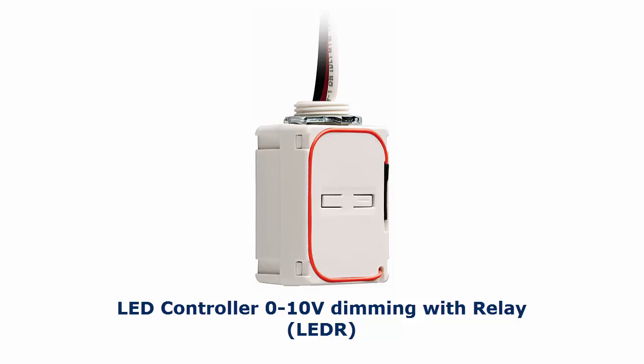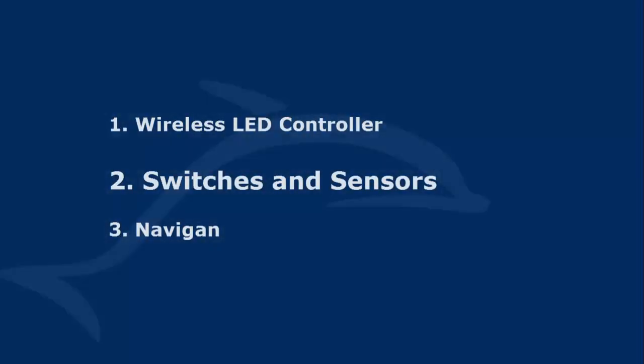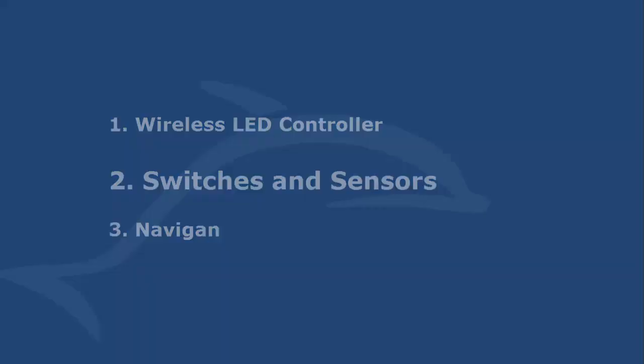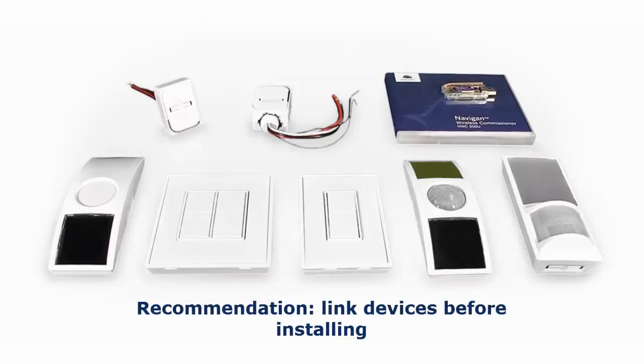For detailed installation instructions for your controller, see the installation guide, which is delivered with the device and the LEDR package. Next, switches and sensors. You will want to have your switches and sensors ready, as it is typically easier to link them before installing. Installers can link up to 20 switches, up to 10 occupancy sensors, and only one light level sensor per controller.